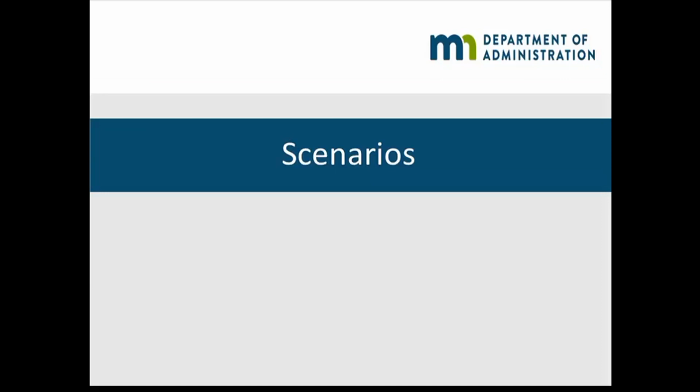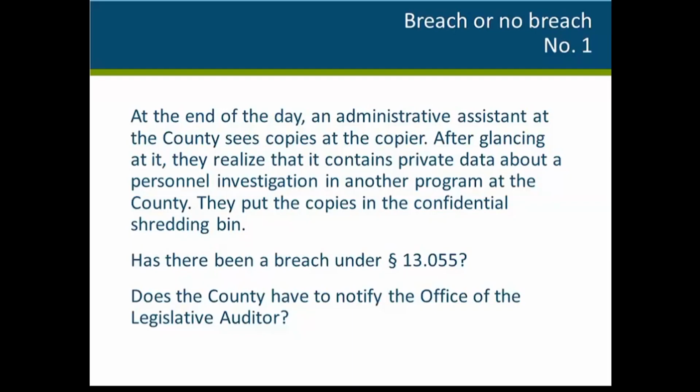Okay, so we're going to walk through some specific data breach scenarios to discuss when a breach has occurred. So this is scenario number one. At the end of the day, an administrative assistant at the county sees copies at the copier. After glancing at it, they realize that it contains private data about a personnel investigation in another program at the county. They put the copies in the confidential shredding bin. Has there been a breach under 13.055? And does the county have to notify the Office of the Legislative Auditor?